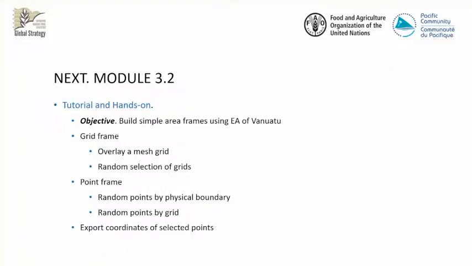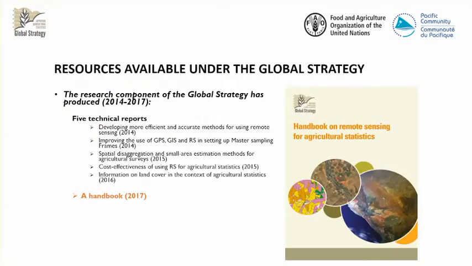So in our next module, we're going to have a hands-on session about how to do each of these sampling units. All the information from the slide, and a lot more that I wasn't able to cover, is available in our publication, the Handbook on Remote Sensing for Agricultural Statistics. We also have a separate publication called the Handbook for the Master Sampling Frame, which discusses a little bit more about the different types of area sampling units.